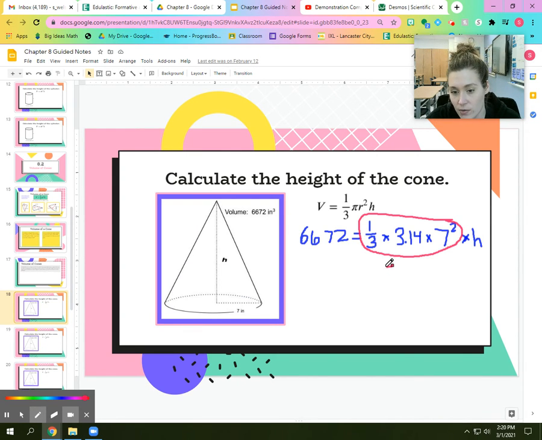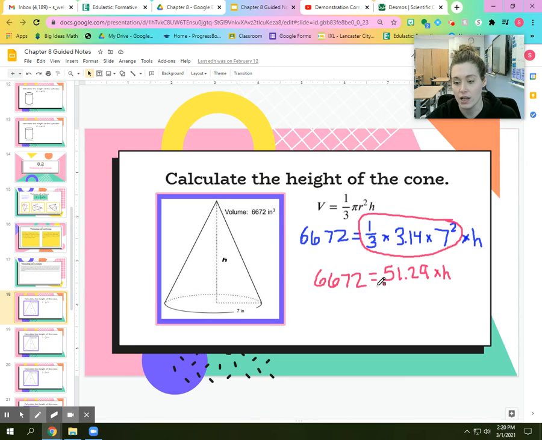Okay. So we just multiplied all of that together and got 51.29 in our calculator. So now I have 51.29 times the height equals 6,672. Now to get h by itself, we just need to cancel the multiplication, right? So we do the opposite. The opposite of multiplying by 51.29 would be to divide by 51.29. So I'm going to divide both sides by 51.29.